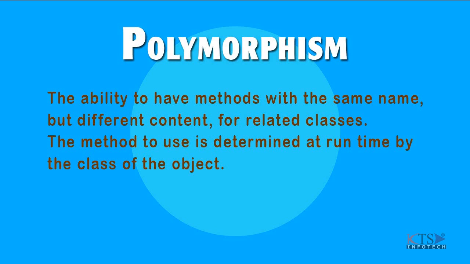Polymorphism example, the ability to have methods with the same name but different content for related classes. The method to use is determined at runtime by the class of the object.